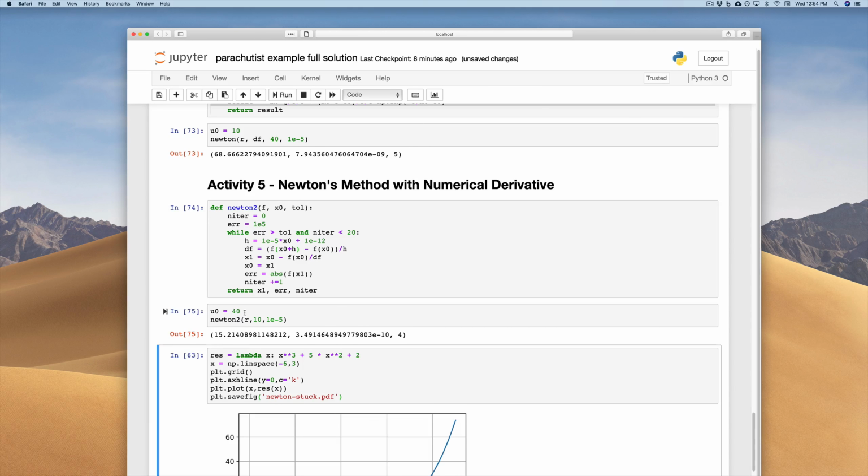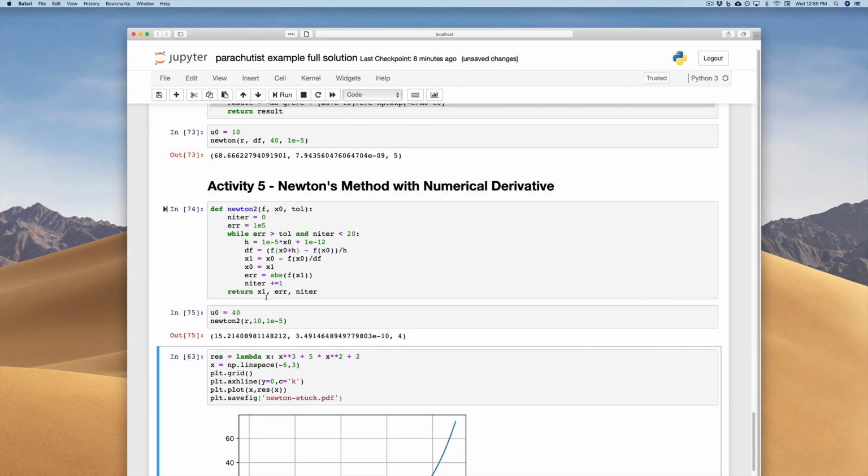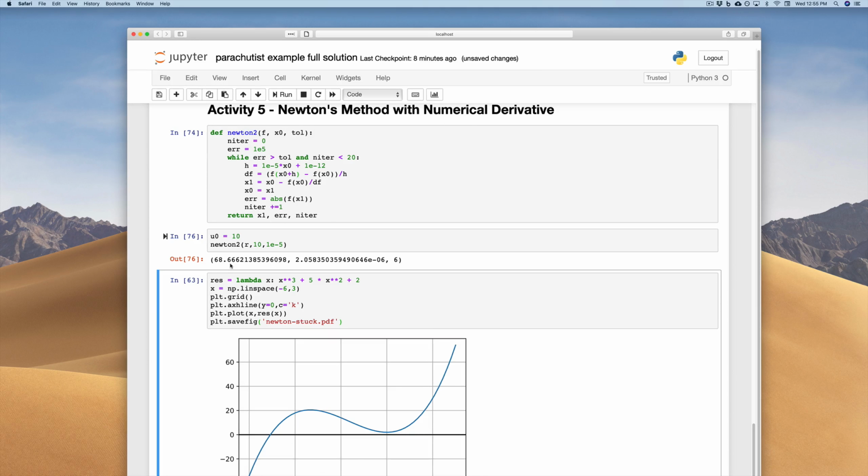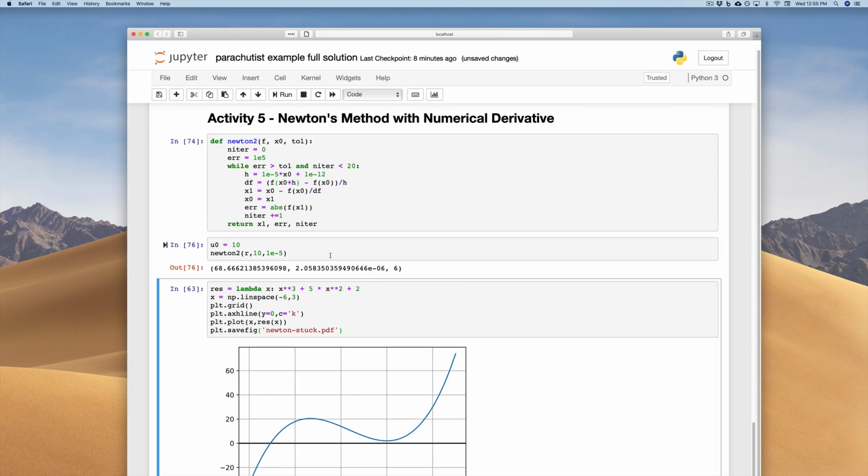The number of iterations is comparable to the analytical derivative, except it took us less work because we didn't have to program the analytical derivative. And then if we choose a u0 of 10, we expect a root at 68.66 for a drag coefficient of 68.7. Okay?